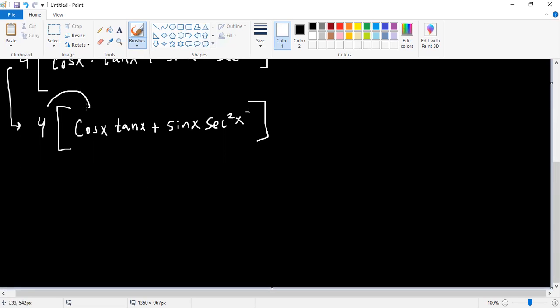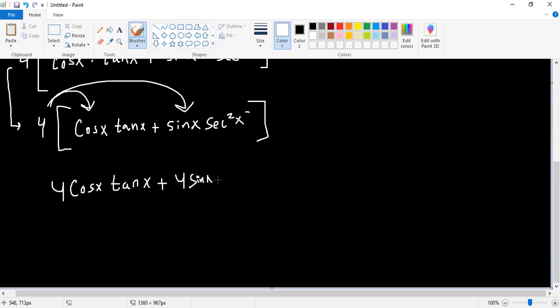And the idea here is to use the distributive property to actually distribute the 4 across both of these trigonometric functions, which are actually multiplying themselves. So we'd have 4 cosine of x tangent of x plus 4 sine of x secant squared of x, right?